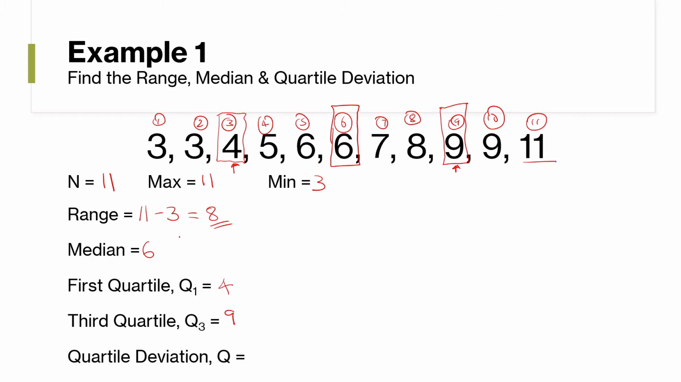Now, we have calculated the first quartile and third quartile. Quartile deviation is the arithmetic mean of the third and first quartile, which is nothing but 13 by 2, which is equal to 6.5. Fairly easy to calculate, right? So range deals with the maximum and minimum, while quartile deviation deals with quarter values and their average.